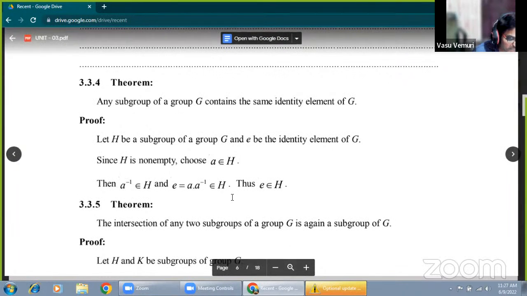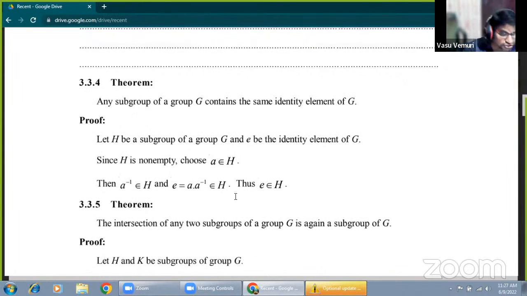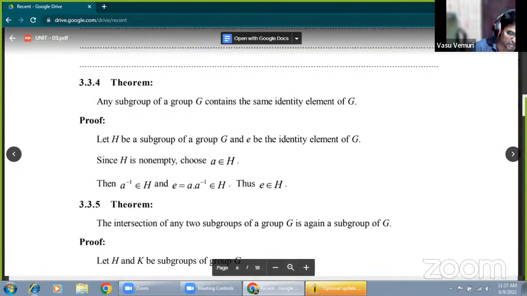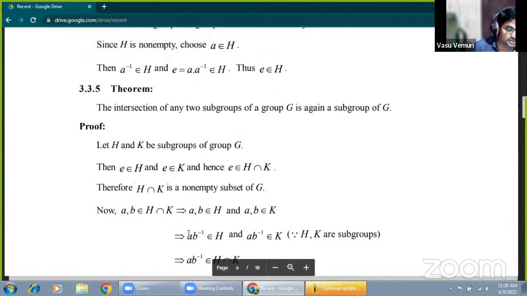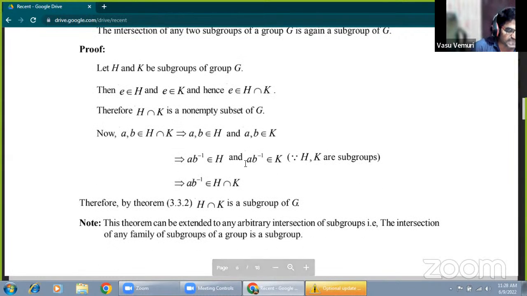Now, the second theorem is the one-step test. The first theorem is the two-step test: ab belongs to H, a inverse belongs to H. That is the two-step test of a subgroup. The one-step test is ab inverse belongs to H. This is the second theorem, a necessary and sufficient condition of a subgroup. That is the direct condition. Using this condition, ab inverse belongs to H, and similarly ab inverse belongs to K. Since H and K are both subgroups, the same elements are in H and K. That's why ab inverse belongs to H intersection K.